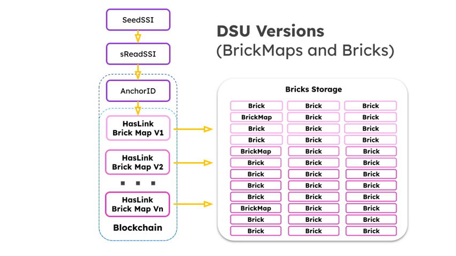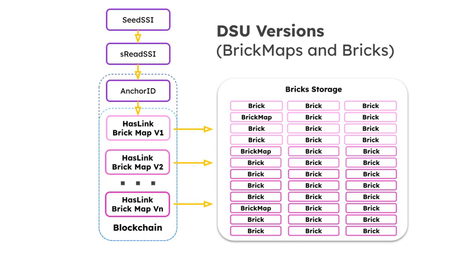In fact, we can delve into more detail about this process using this diagram. We see how a seed SSI is used to derive an sRead SSI, and from this sRead SSI, an anchor ID is derived. Attached to this anchor ID are multiple hash links that are stored in the blockchain. In an external system called brick storage, data is encrypted and stored in the form of bricks, which can be identified by hash links. We begin to distinguish two types of bricks: normal bricks that contain data from the files in DSUs, and brick maps, which function like a map system holding organizational information of the content, somewhat similar to a file allocation table in a FAT file system.